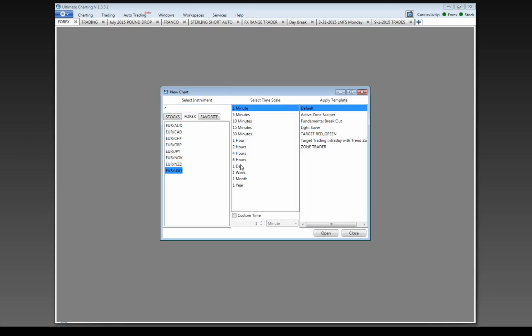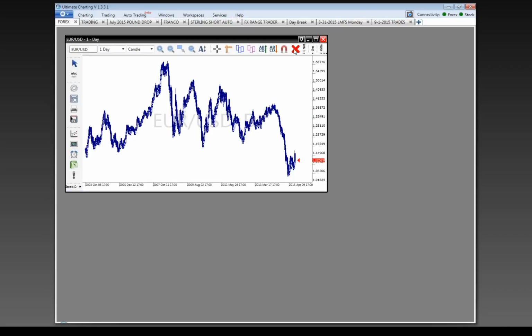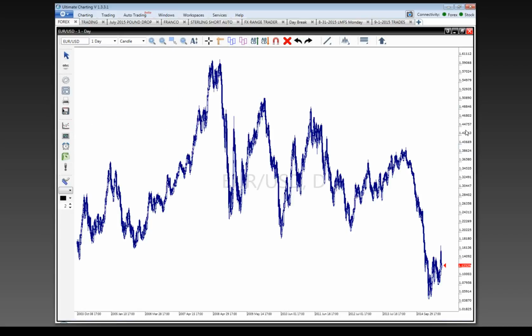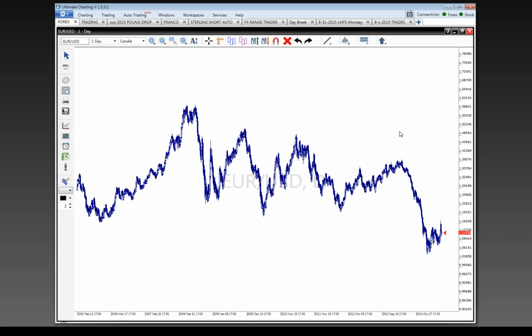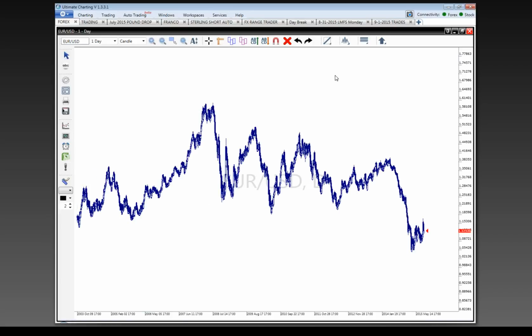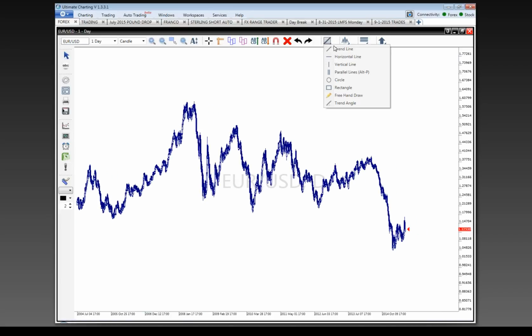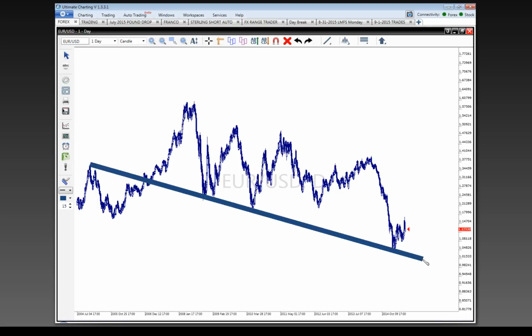We've been talking about the euro US dollar for some time now. Here's what we have. This is the daily time frame compressed. And on the daily time frame, we have a really, really neat channel.